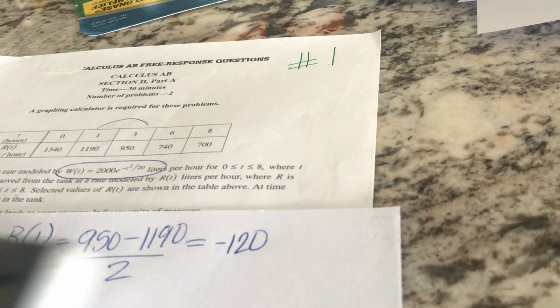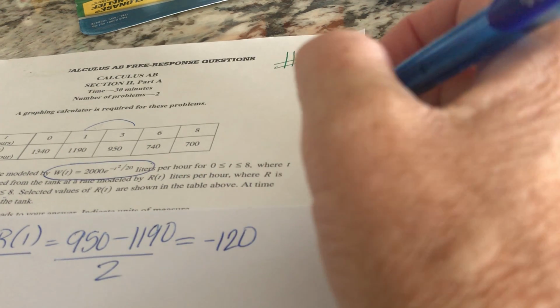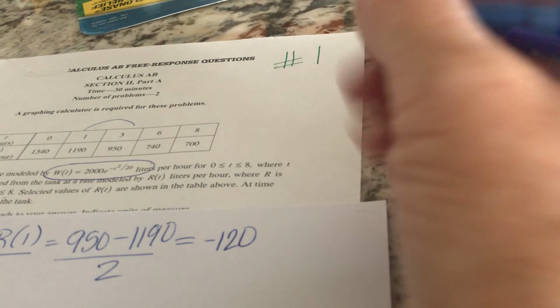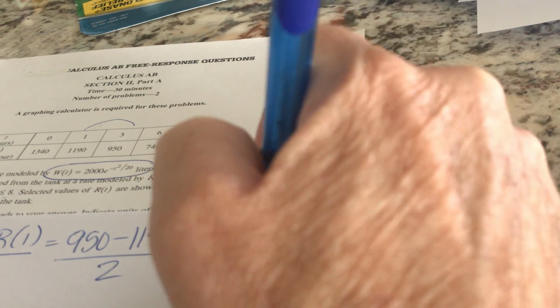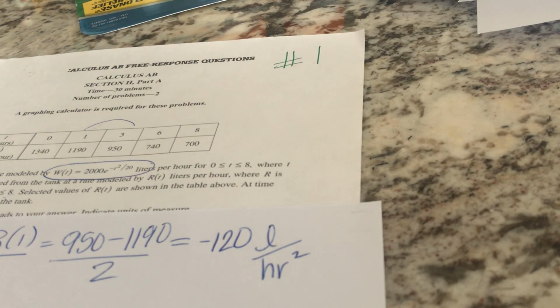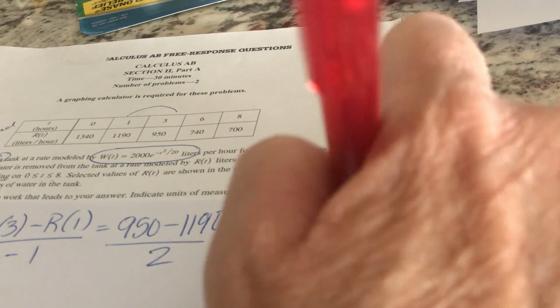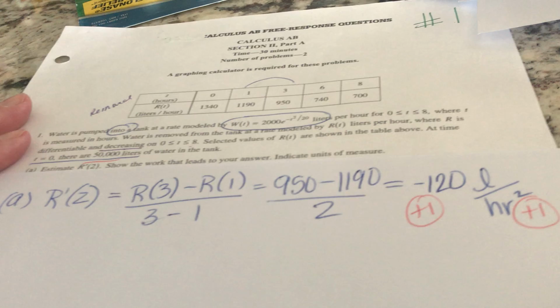Units of measure are important on this one. You actually get a point for it. Since this was liters per hour, and then we did a derivative of that, it's liters per hour squared. So you get 1 point for the negative 120, 1 point for the units of measure.